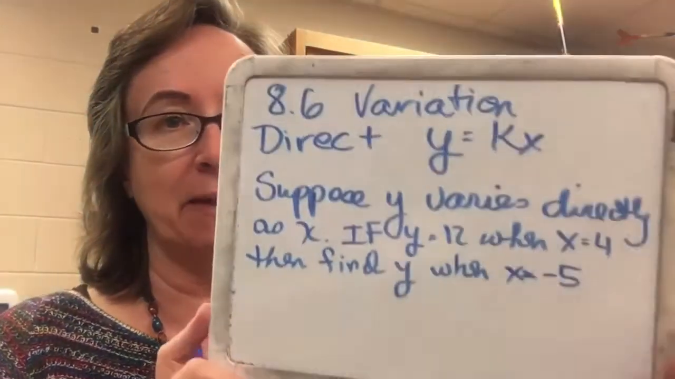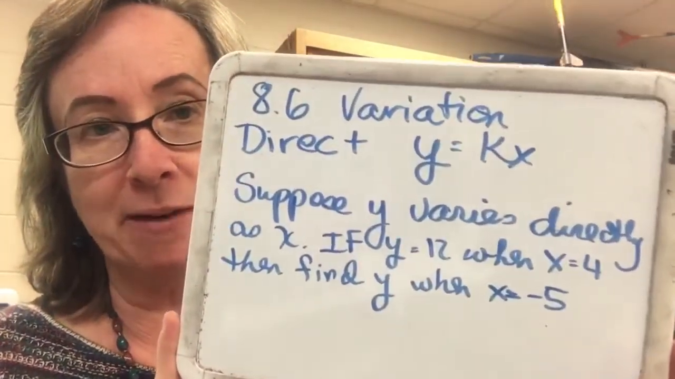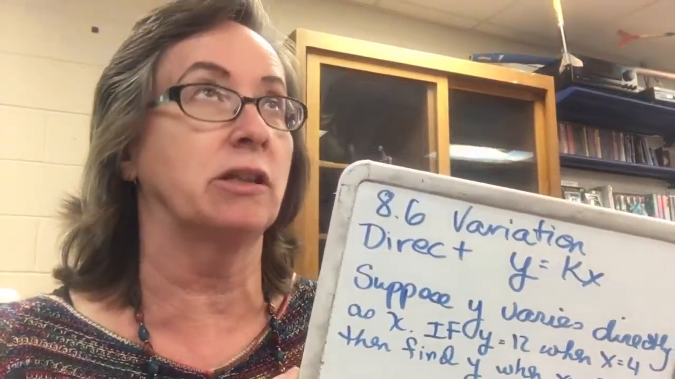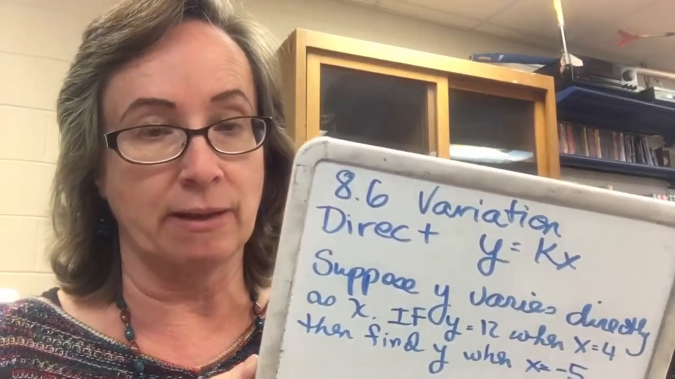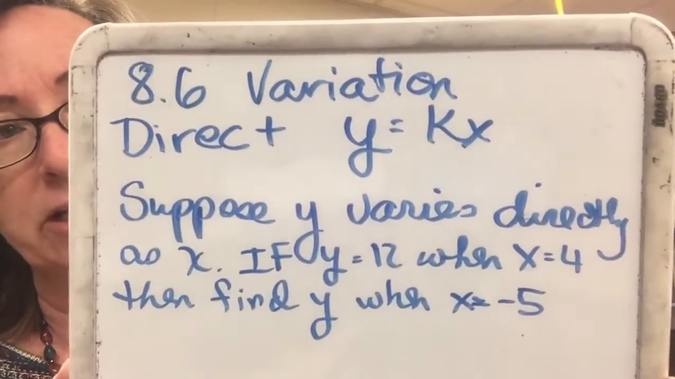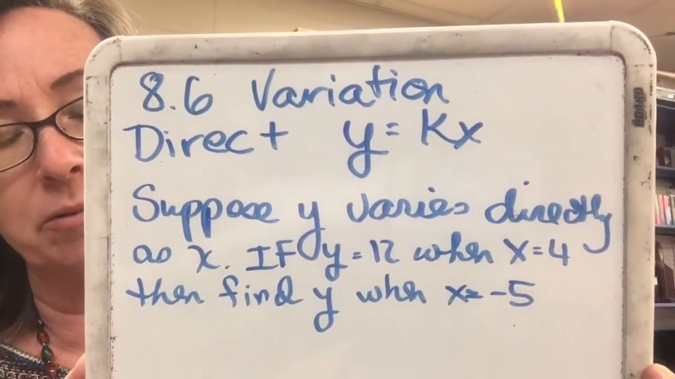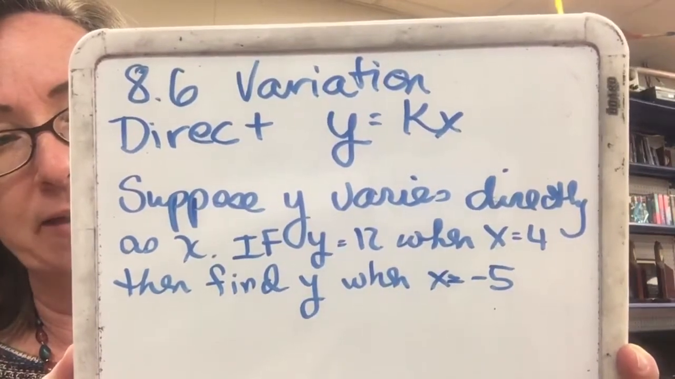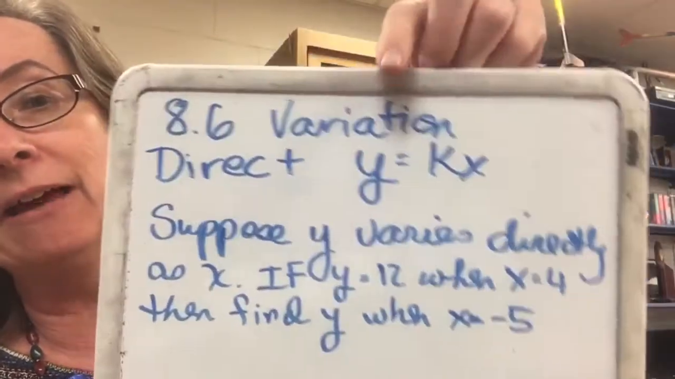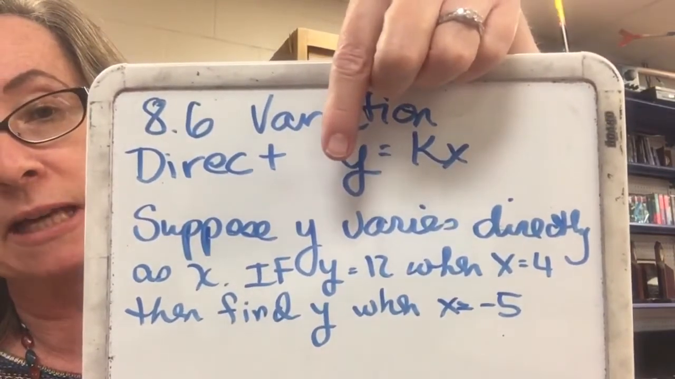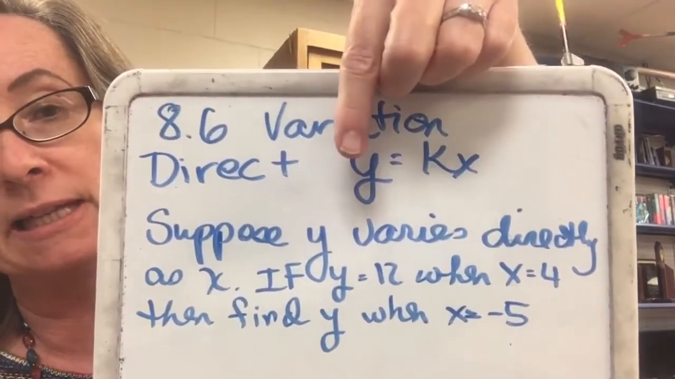Okay, so direct variation. We're talking about in 8.6 variation: direct variation, inverse variation, joint, and combined. We're going to have some examples of each one. The first one we're going to do is direct variation, and this is our equation: y is equal to k times x. Direct variation keeps everything in the numerator, and if k is positive, as x goes up, y also goes up. If x goes down, y goes down.